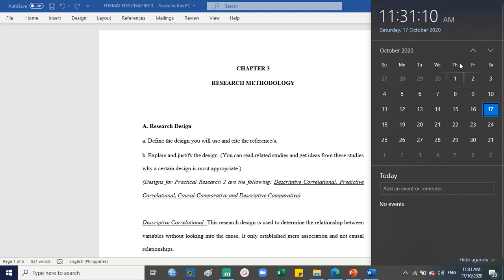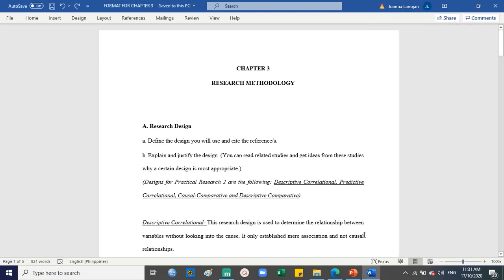Sometime around the 29th or 30th, because chapters 1, 2, and 3 will serve as your first quarter exam, and it will also serve as your PT number 4, right? So you need to really do better on chapters 1, 2, and 3. All right, I hope I am clear.